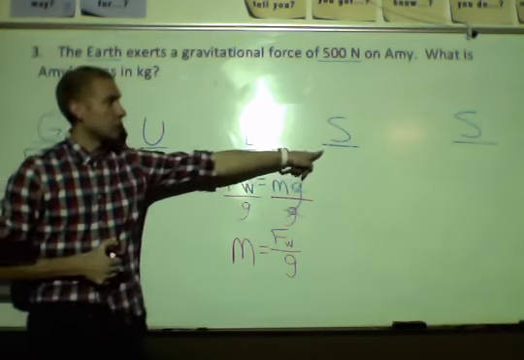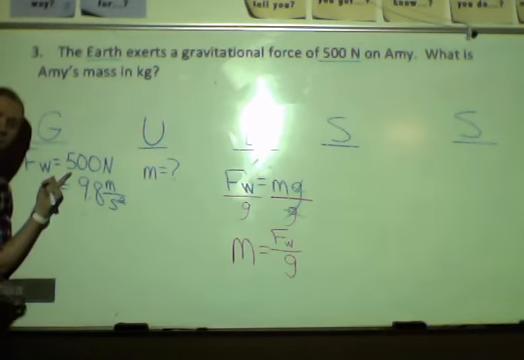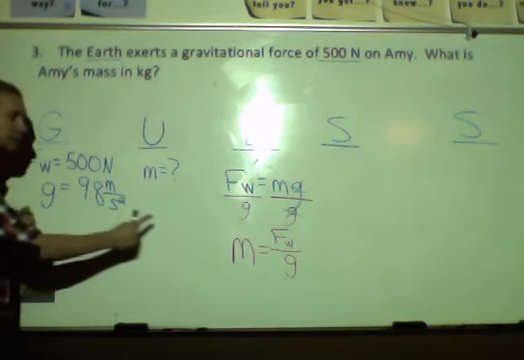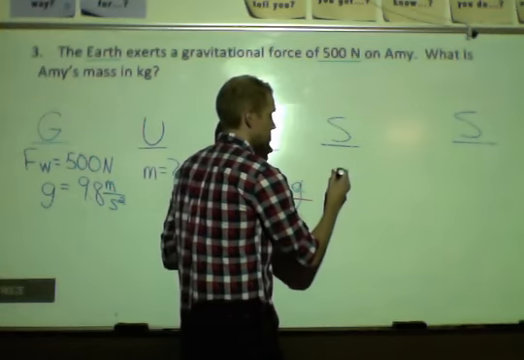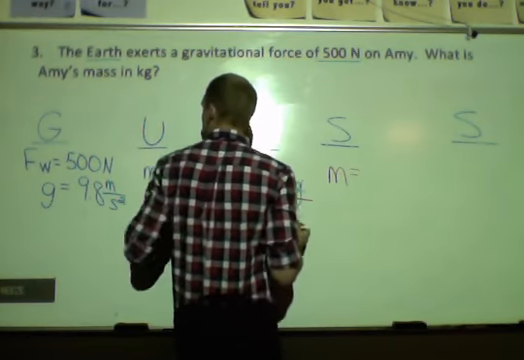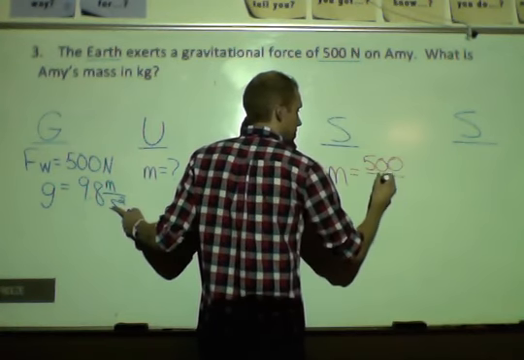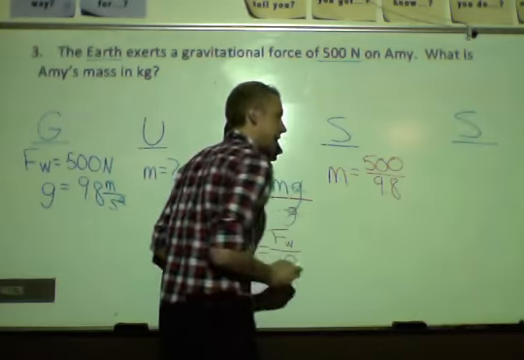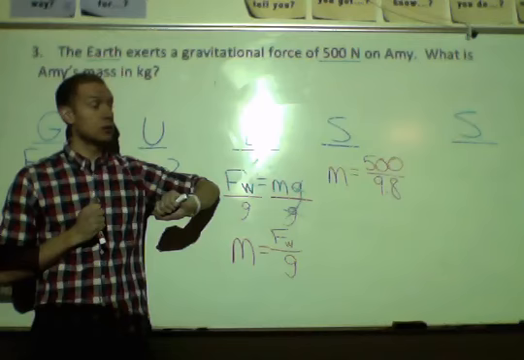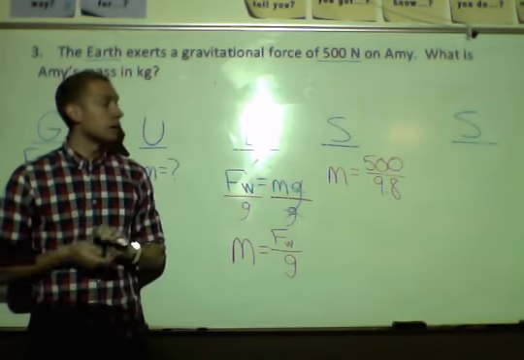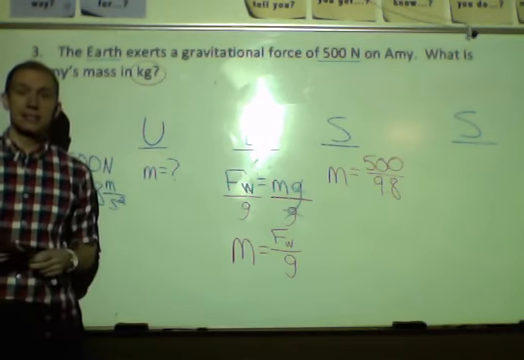Okay, so substitute your givens into this equation. Now if you look, we know what force weight is, we know what acceleration of gravity is, plug them in right there. So our mass will equal 500 newtons was our weight, divided by our gravitational acceleration, 9.8. Okay? Once again, I'm not going to solve it for you. Divide those, see what you get. Remember, that's your mass. Don't forget to label. It's your mass in kilograms.